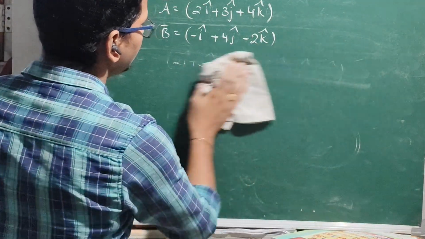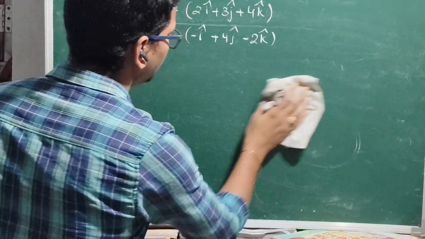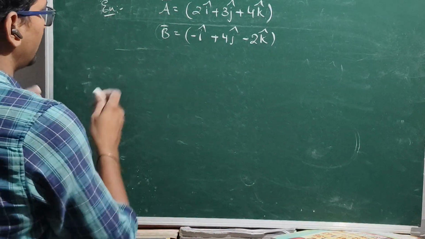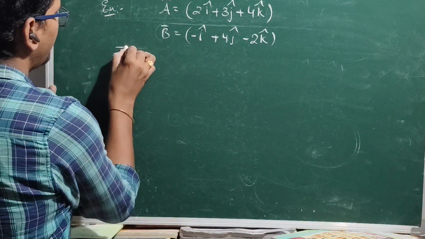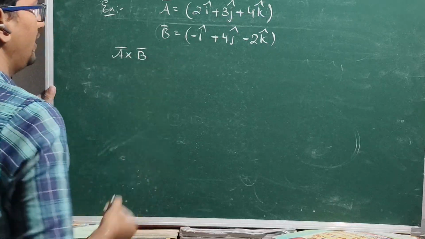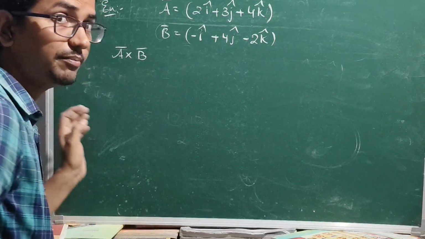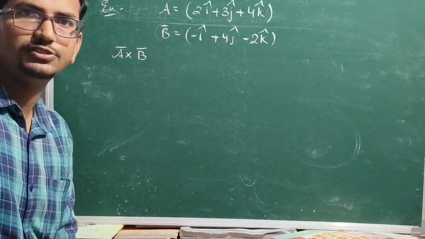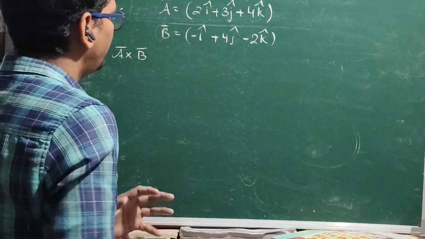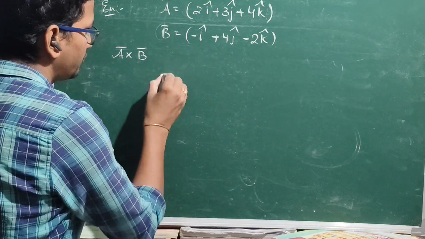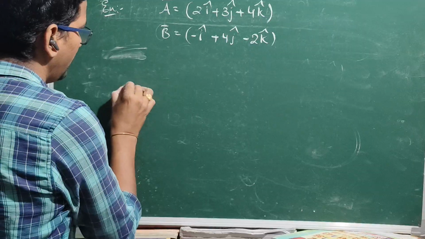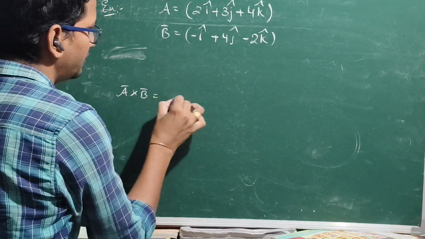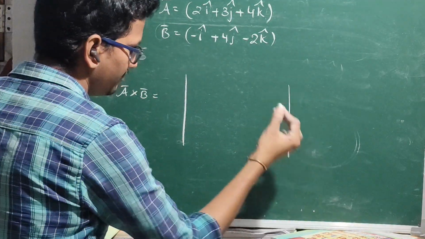If you want to find the vector or cross product, A bar cross B bar, that's using the matrix form. It is simple. See, matrix form means what? A bar cross B bar. It's a matrix. This is the matrix.